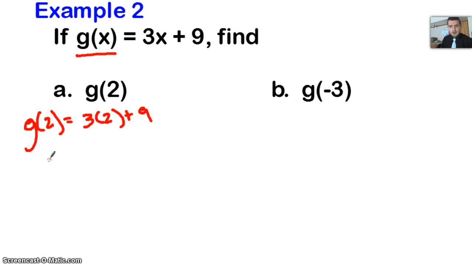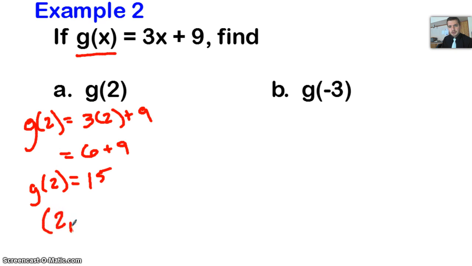Alright, now we can go ahead and solve it. So 3 times 2 is 6. So 6 plus 9 is 15. So g of 2 equals 15. Now again, what I've found is an ordered pair on my function, so I can rewrite this as 2 comma 15. Remember, this is x and this guy's y.